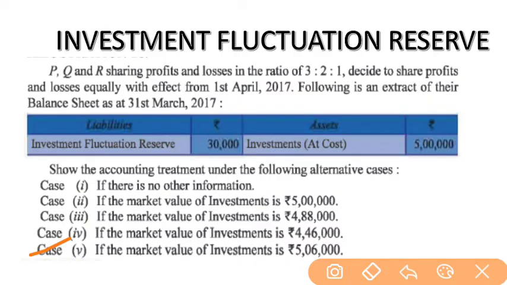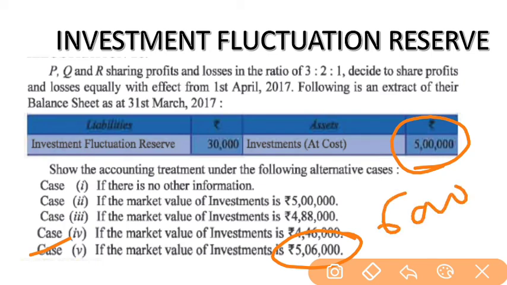Let us see case number 5. The market value of investment is 5,06,000, and what was the cost? 5 lakh. Now the market value is more than the cost price, so the difference is 6,000. We will distribute the investment fluctuation reserve among old partners in their old ratio, and 6,000 will be transferred to revaluation account. How will we solve it?